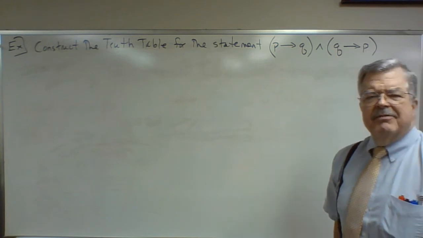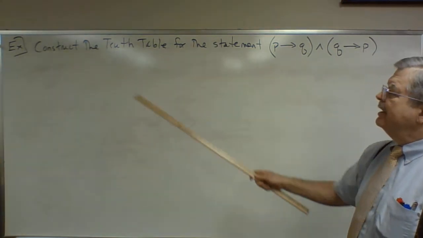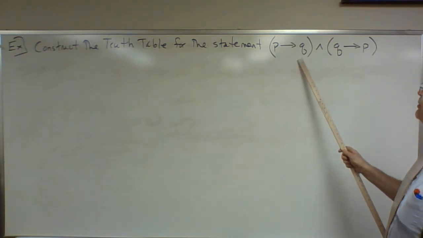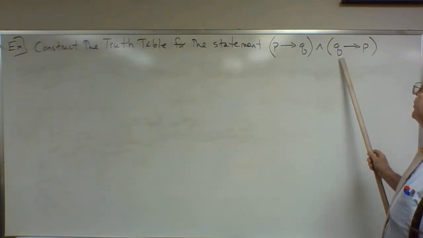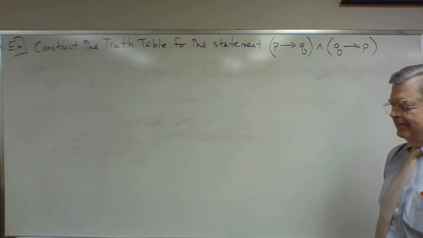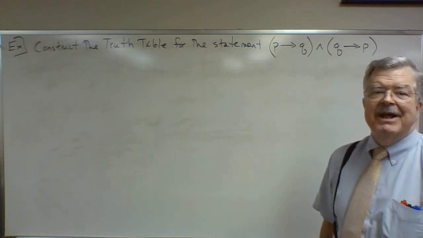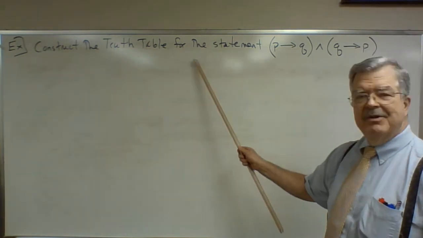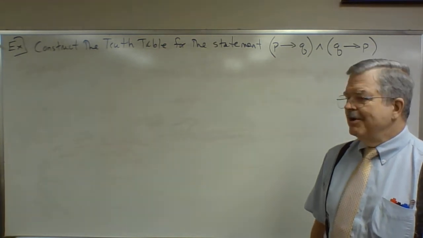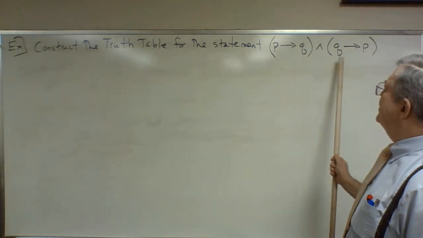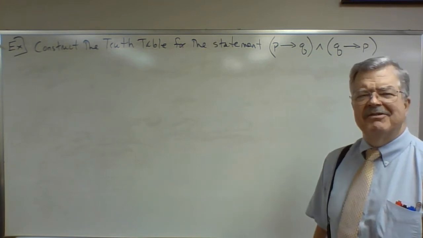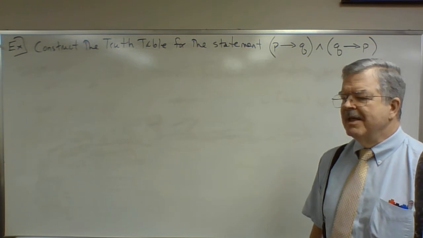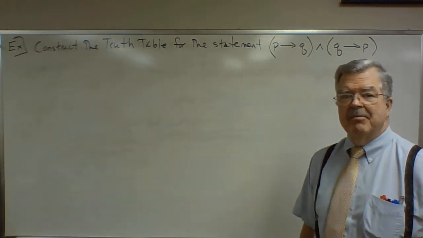Here's a good example for us to work on. Construct the truth table for the statement P implies Q and Q implies P. Well, it may not seem like a good example, but there's a reason why I want to do this example. You're probably wondering, why on earth would we want to know the truth values of that statement? There's a reason. So let's construct the truth table.